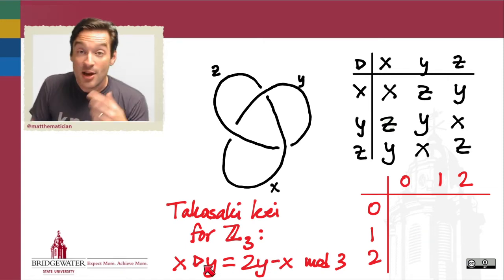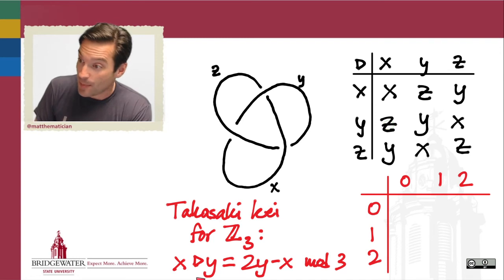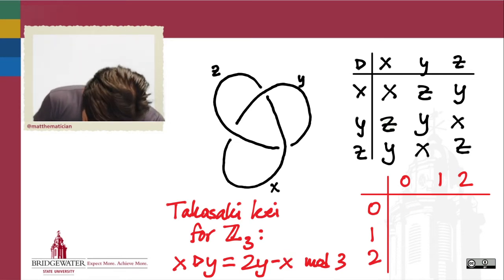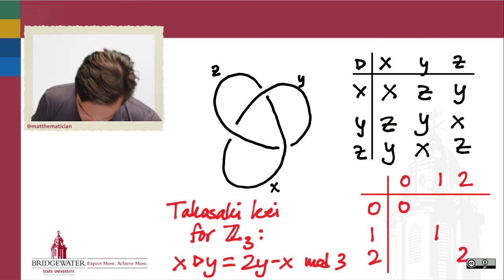And again, it's easy to check that this operation satisfies the idempotent property, right? X triangle X is going to be 2X minus X mod 3. That's the same as X mod 3. So 0 triangled with 0 is 2 times 0 minus 0, 2 times 1 minus 1, 2 times 2 minus 2. So we get the diagonal once again.